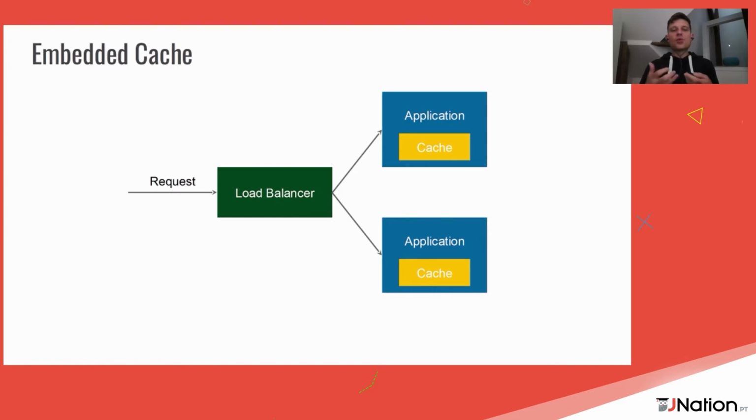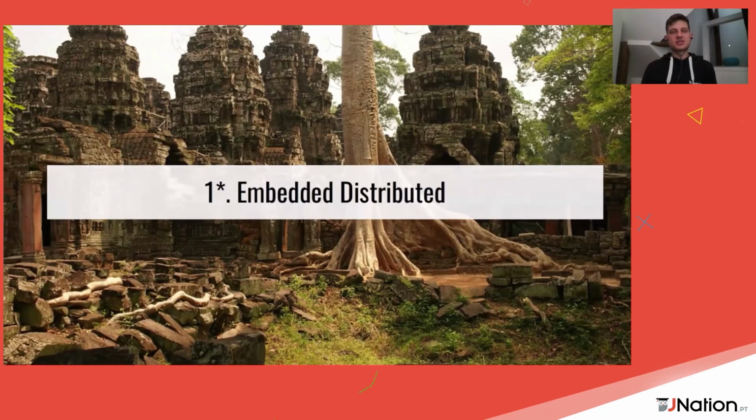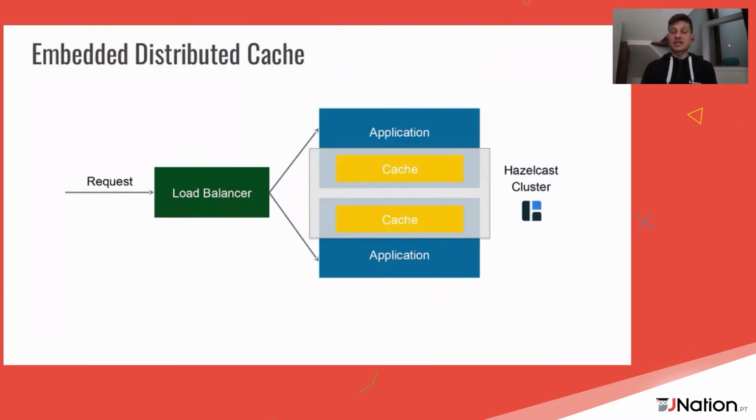That is why one of the improvements to the embedded cache would be to use embedded distributed cache. It's still the same pattern, like embedded cache, but it's some kind of improvement. So this time we will use a different library. The diagram will be the same, but we will use a different library. So we will use Hazelcast as a caching provider.